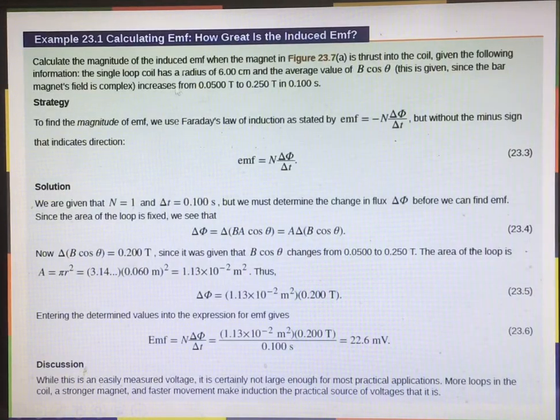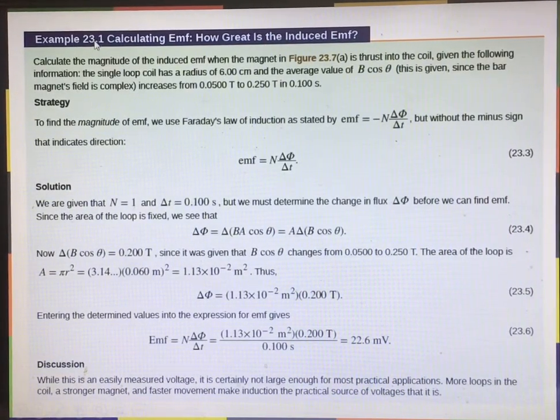All right. So at this point, I just want to go over one example here. This is example number 23.1. We're going to calculate the electromotive force. What this example tells us is that we want to calculate the induced electromotive force when a magnet is placed in a coil, and it tells us that the coil has a radius of 6.0 centimeters, and the average value of the magnetic field increases from 0.05 to 0.25 Teslas in 0.10 second.